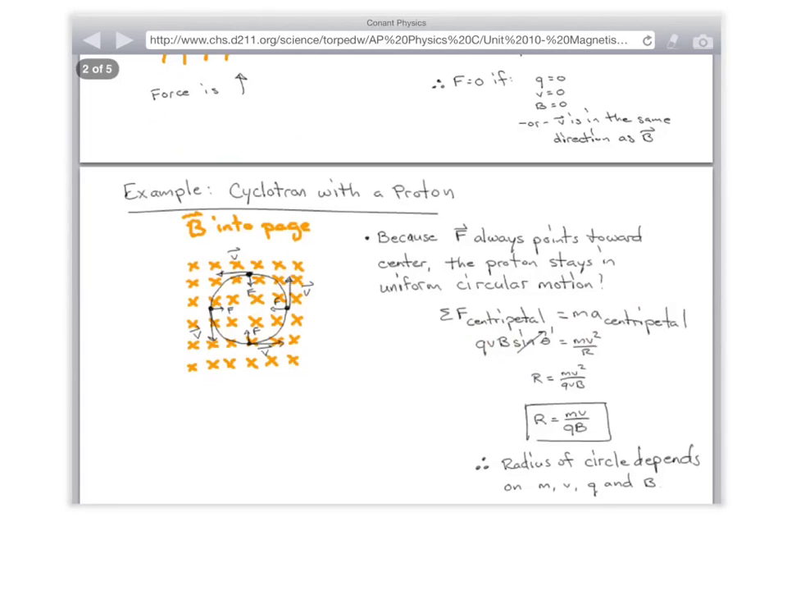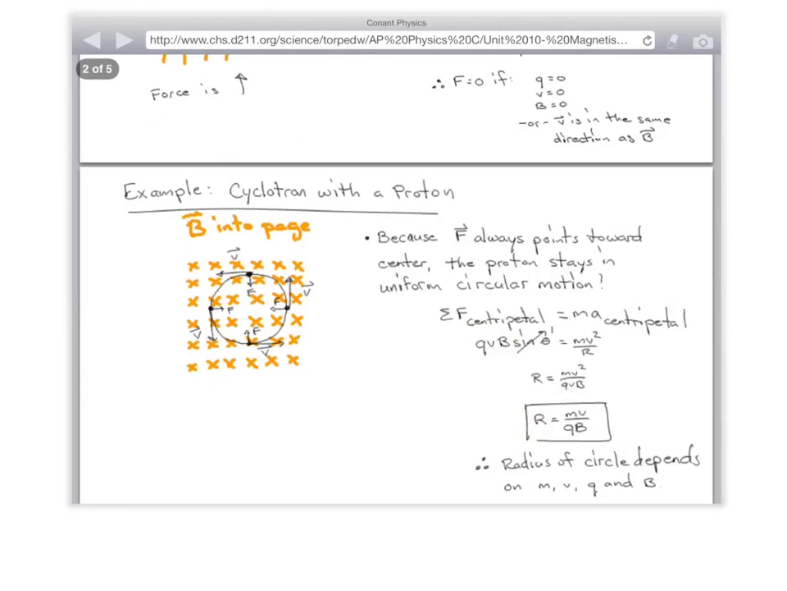And basically, this comes back to, I can't remember whose question it was, but what if you're going faster? Well, what happens if you're going faster? The circle gets bigger. Because you do a little bit of algebra, you get the radius of the circle equals mv over qB. Now, that's interesting. It basically says the radius of the circle is going to depend on four things. What does the radius of the circle depend on? The mass of the particle, the speed of the particle, the charge of the particle, and the magnetic field strength.